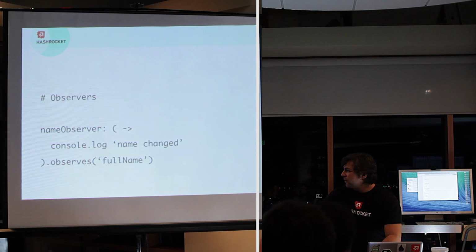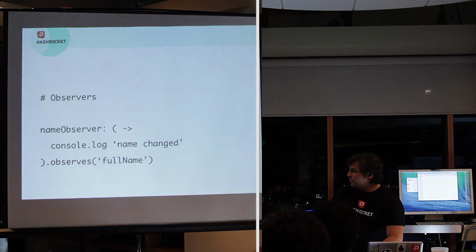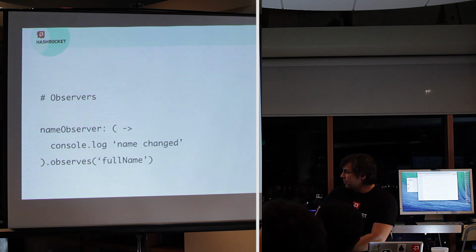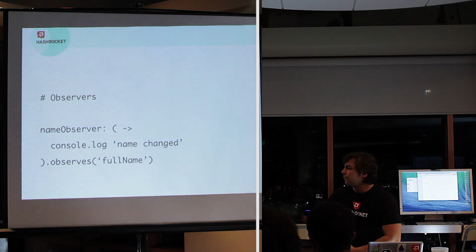Observers work kind of the same way. You give it the name, then the function you want it to run, and then what it's observing. So if fullName changed, then this would log name changed. You can observe other computed properties. You don't have to observe the uncomputed ones.